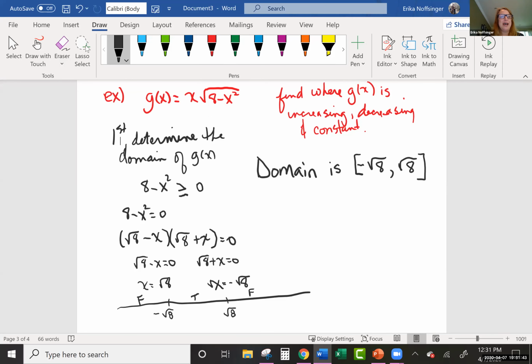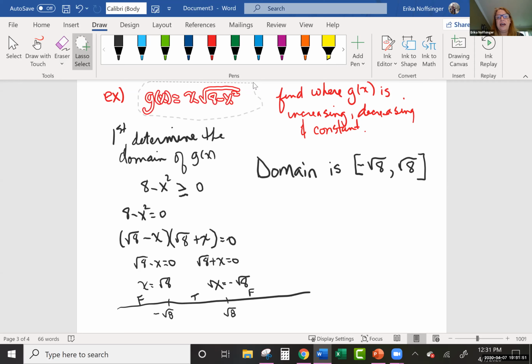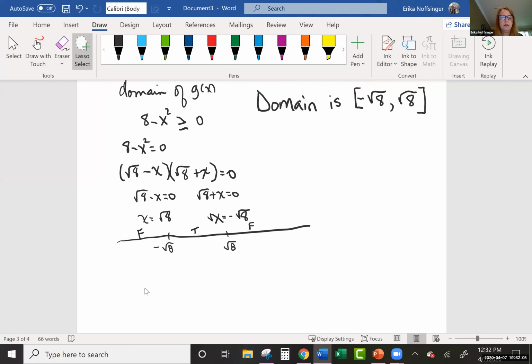So looking at this g of x, so here's some review for tomorrow, or not tomorrow, Thursday now. Looking at g of x, I notice I'm going to have to use a couple different properties. I'm going to have to use my product rule, and I'm going to have to use my chain rule when I take this derivative of the square root of 8 minus x squared.